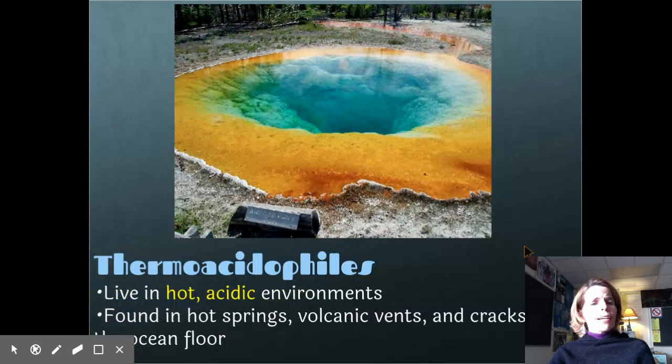And then the last kind of archaebacteria that I'll mention are ones you may have seen if you've ever traveled to Yellowstone National Park. They're called thermoacidophiles. Thermo refers to heat, acid is acid, and phil means they love it. So they like hot, acidic environments. They're found in the hot springs, in volcanic vents, and in cracks in the ocean floor. We don't come in contact with archaebacteria on a regular basis, so we're not going to spend a whole lot more time talking about them.